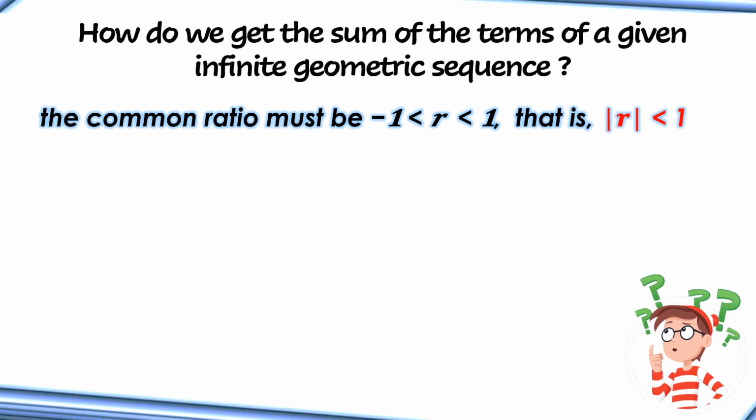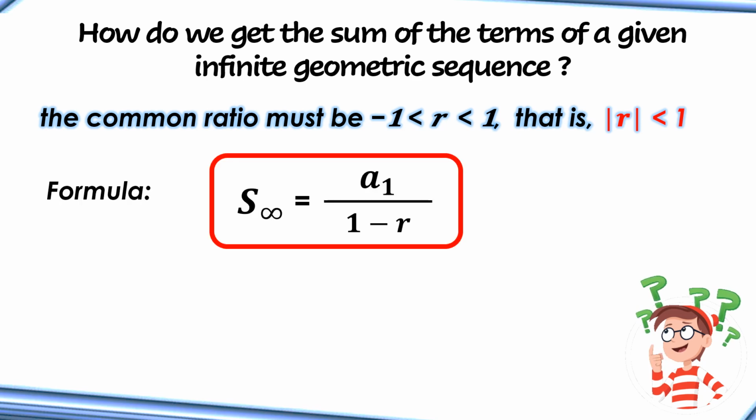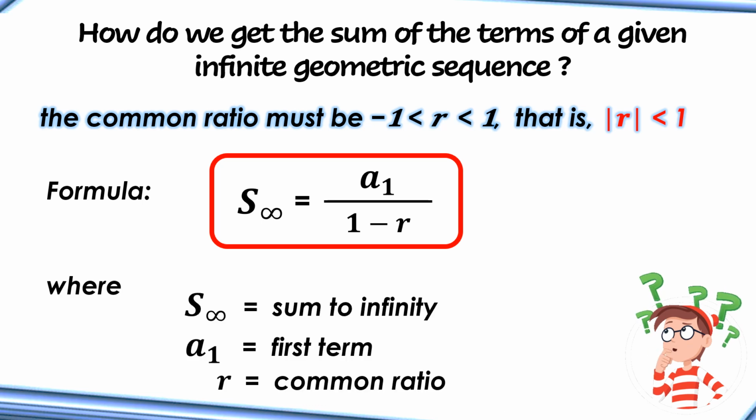Pag ang common ratio natin ay nasatisfy ang ating condition para sa ating infinite geometric series, we can now use the formula. The sum to infinity is equal to the first term divided by 1 minus r, where s sub infinity is the sum to infinity, a sub 1 is our first term, r is our common ratio.